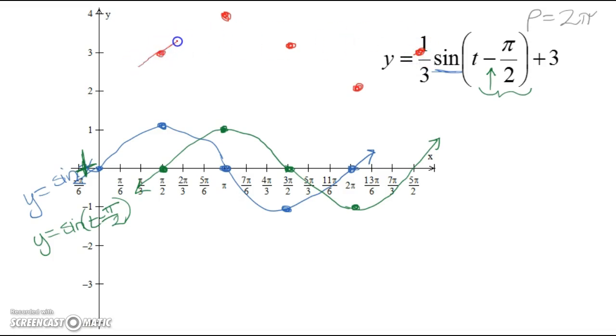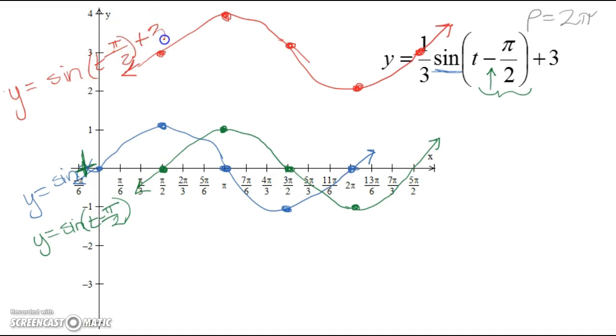So now this function is going to look something like, I can draw it correctly, something like this. And this would be the function y equals the sine of t minus pi over 2 plus 3.